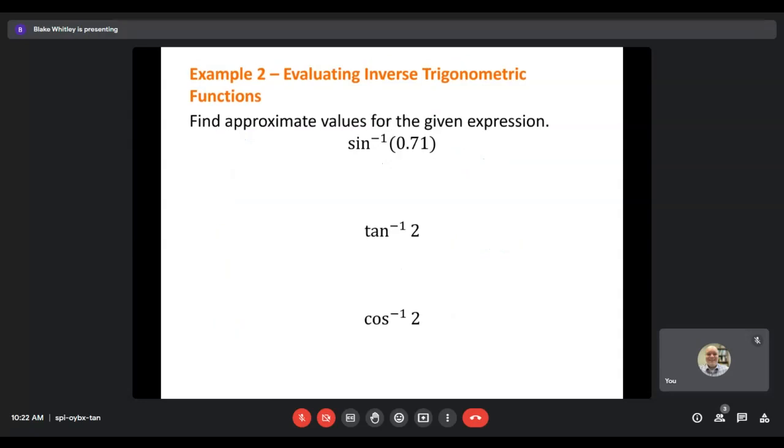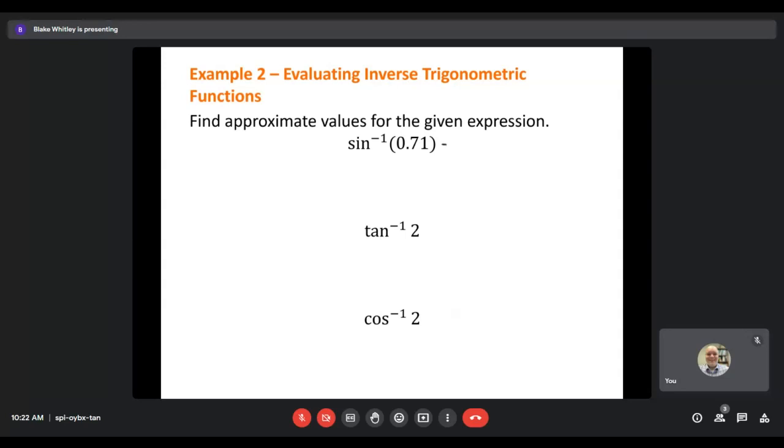All right, now for the next one, it says to find approximate values of the given expression. And when we say this, we're looking basically to find these values in our calculator, because we're not going to be able to get exact values for any of these angles. So inverse sine of 0.71, we're going to go to our calculator. And in this case, we do want to be in radian mode. Okay, so make sure you've changed your calculator to radian mode.